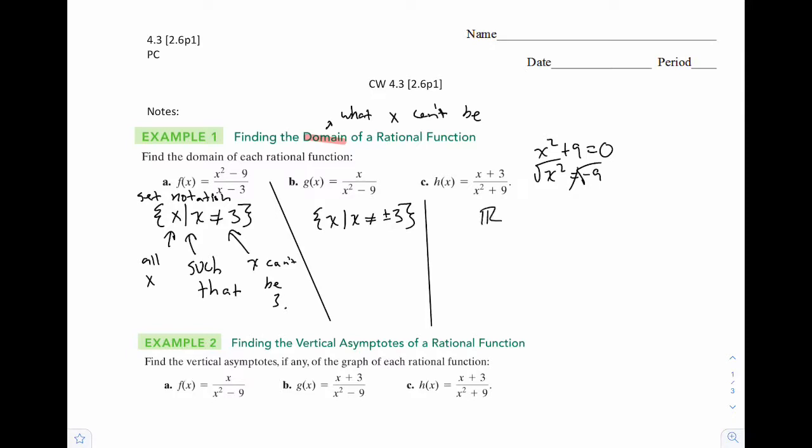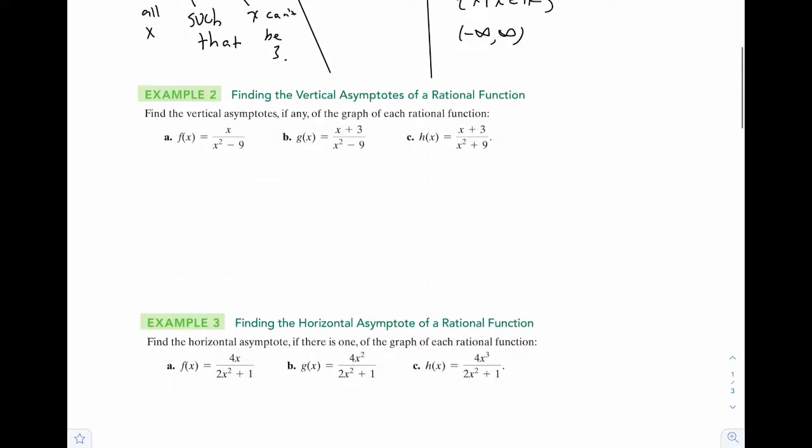So if there is no restriction on the bottom, then the domain is going to be all real numbers. So you could write that R. Some people like writing this. This is like the fancy way. Or you could write negative infinity to infinity. Those are all acceptable.